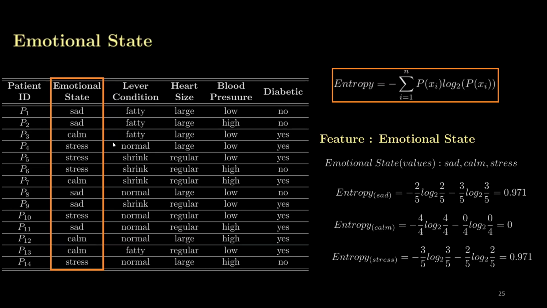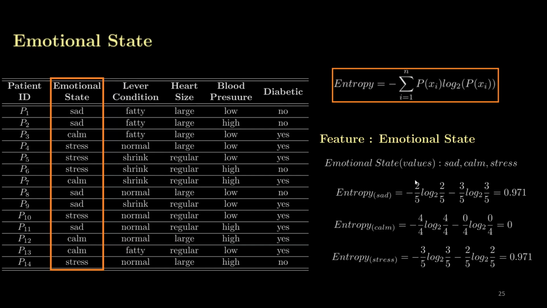So it means out of its 5 appearances in the column of emotional state, it appears 2 times with the yes label and 3 times with the no label. That is, it appears 2 times as a yes label out of its total 5 appearances, and 3 times with the no label out of its 5 appearances.